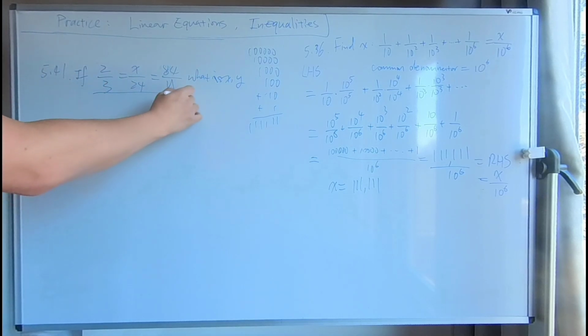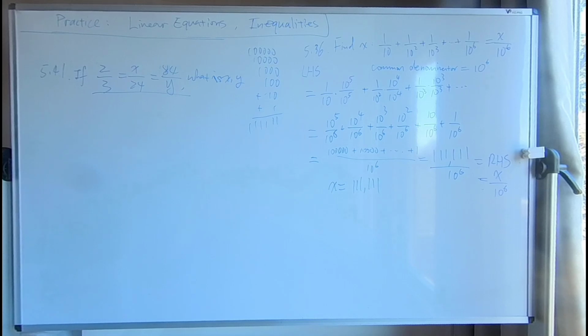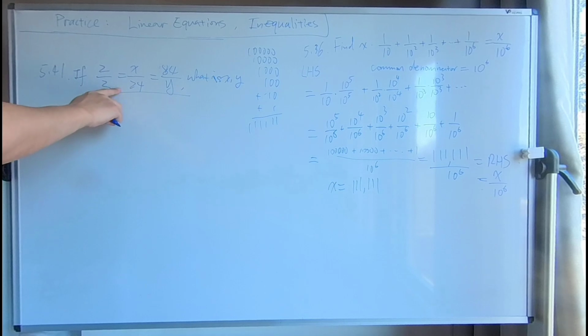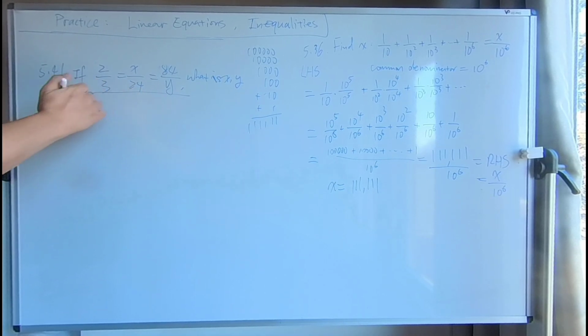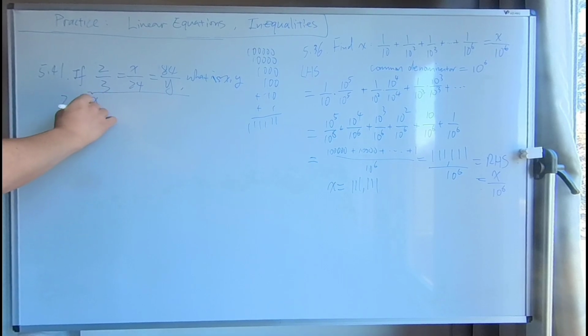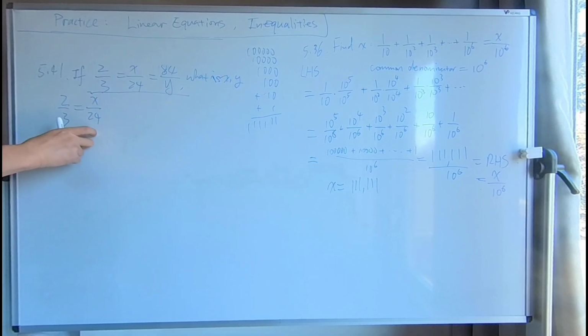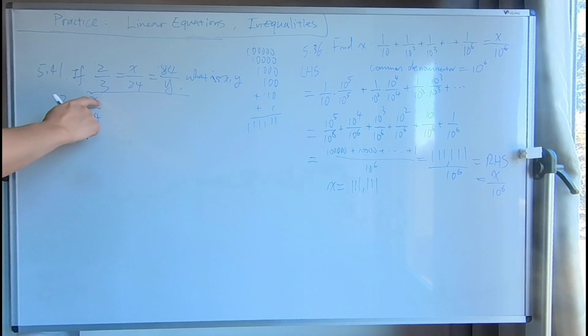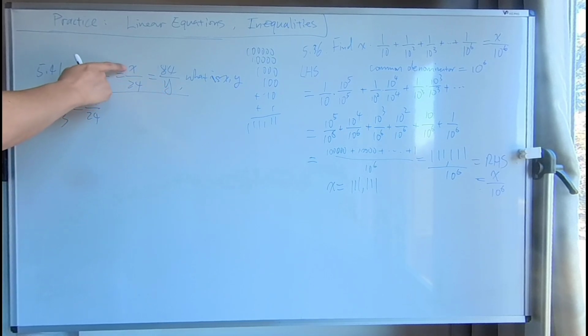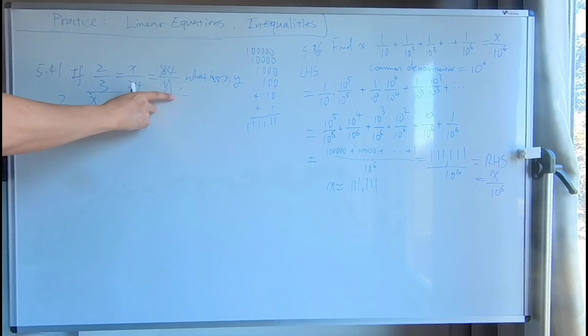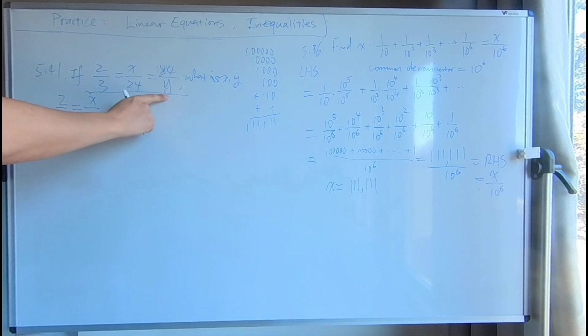Even though there's only one expression in one row, there are 2 equal signs, so this is actually equivalent to having 2 equations. If you only look at the first components, 2 over 3 equals x over 24, that is one equation that contains x only, so we can solve x from the first equation. After we know the value of x, the last 2 terms will be another equation with only one unknown variable y. So we should be able to solve them one by one.